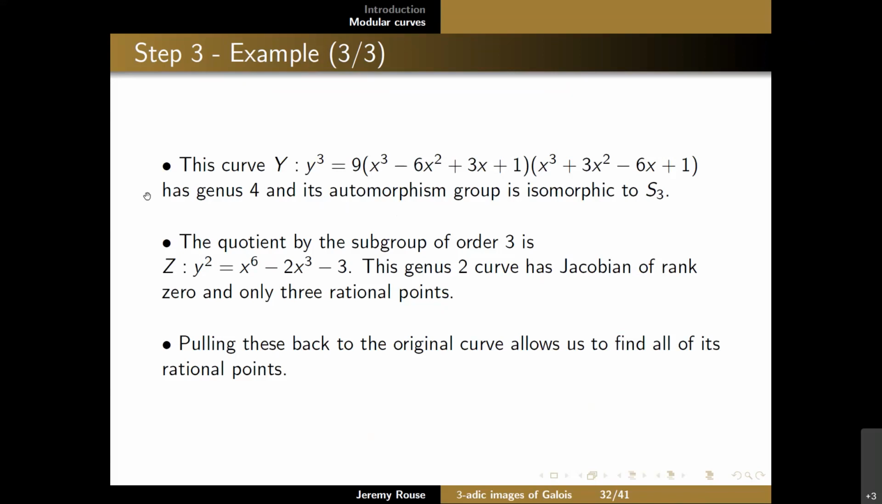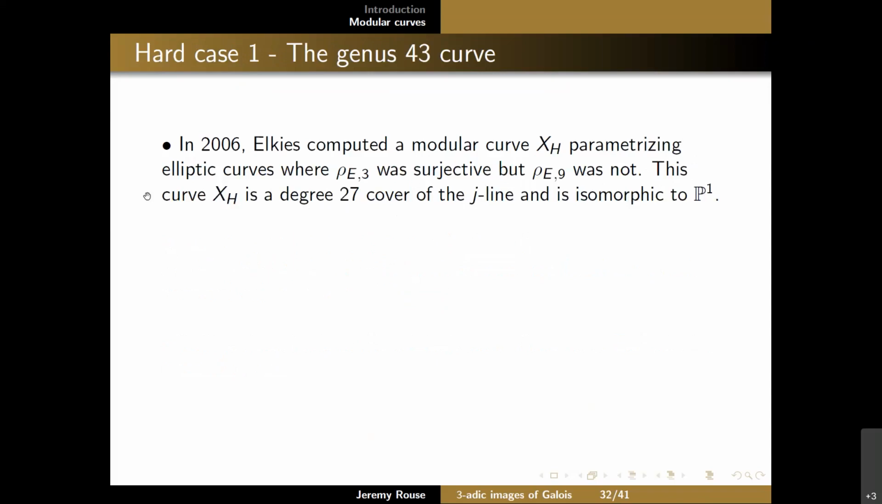So the next case I want to talk about is the genus 43 curve. And let me talk a little bit about where it comes from. In 2006, Elkies posted a paper on arXiv about the modular curve parametrizing elliptic curves where the mod 3 representation is surjective and the mod 9 representation is not. So this modular curve that he wrote down was a degree 27 cover of the j-line and is isomorphic to P1. So there are infinitely many elliptic curves for which this happens.